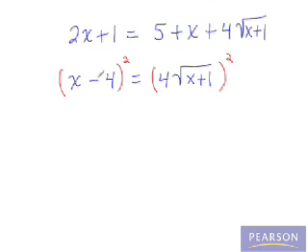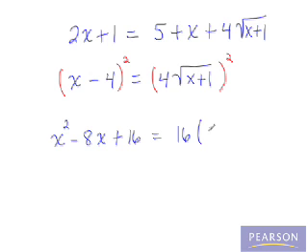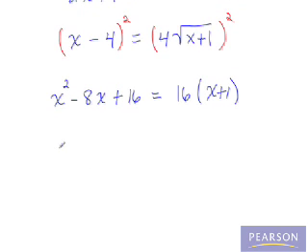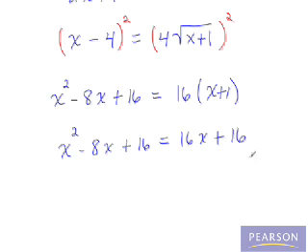On the left-hand side, again, we're squaring a binomial, and when we square x minus 4, we get x squared minus 8x plus 16. And on the right-hand side, when we square this expression, we square the 4, and we square the square root of x plus 1. So squaring 4 gives us 16. Squaring the square root of x plus 1 gives us the quantity x plus 1. On the right-hand side, we can use the distributive property. So we'll have x squared minus 8x plus 16 equals 16x plus 16.